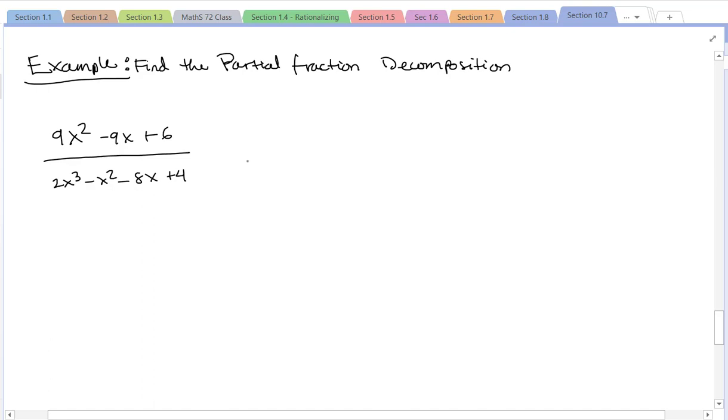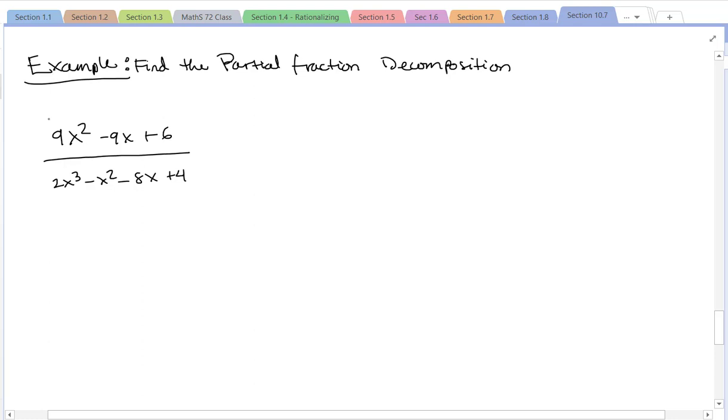Hi there, so in this video we're going to continue with examples of partial fraction decomposition. So the first thing that we have in this example here is to make sure that the degree in the numerator is smaller than the degree in the denominator. So we have a quadratic in the numerator and a cubic in the denominator. So we're good. We can possibly do partial fraction decomposition.